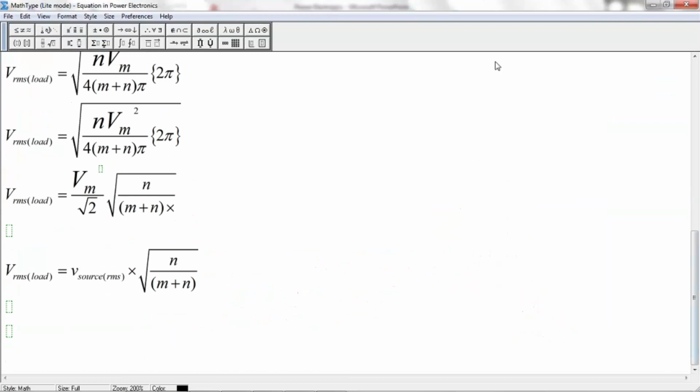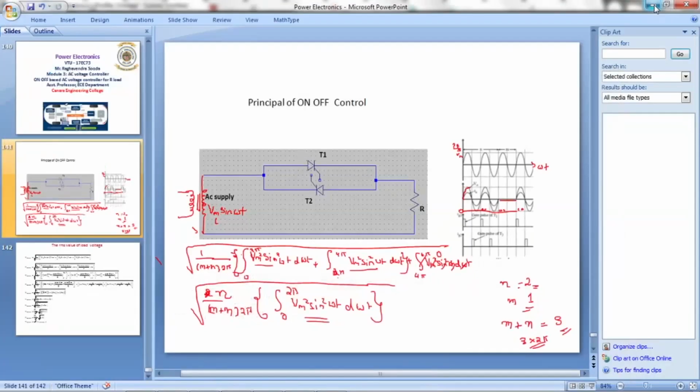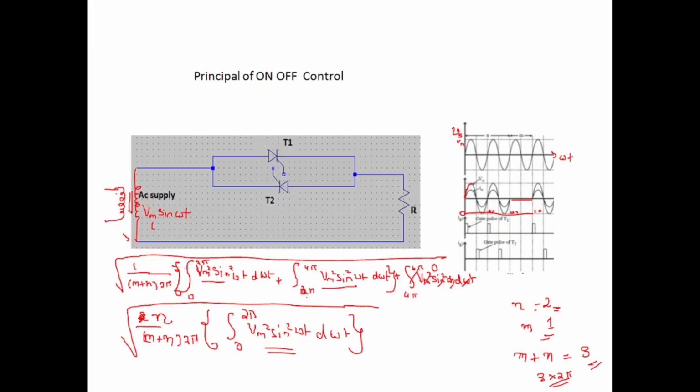This is applicable for all heating coils and all. This kind of method is possible because it has a very high time constant. So for heating coils especially, in this way we are changing the load voltage. We can control the RMS of the load voltage in this way. This is an on-off based method.